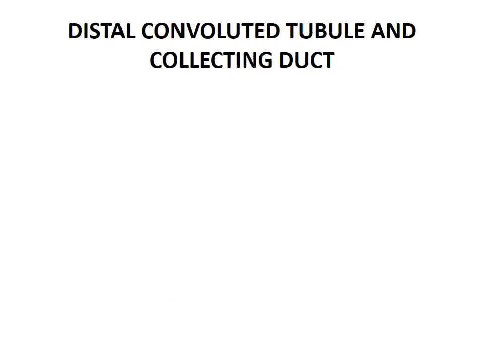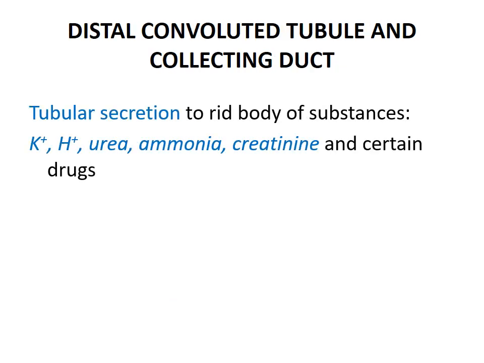Distal convoluted tubule and collecting duct. Tubular secretion is for getting rid of those substances like potassium, hydrogen, urea, ammonia, creatinine, and certain drugs. If these substances are accumulated at high levels in the plasma, that can create a toxic effect.